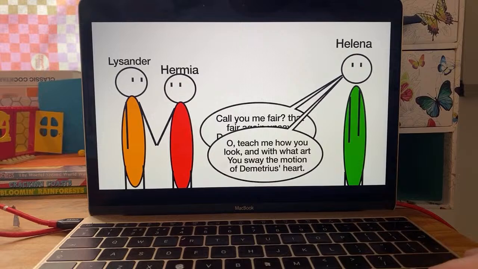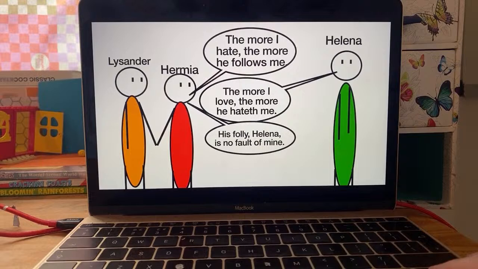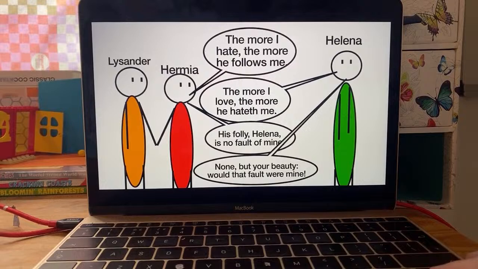So Hermia, you're the one that's fair, that means beautiful in these times. Teach me how to be so fair so that Demetrius can love me as much as he loves you. And Hermia's advice is, "The more I hate, the more he follows me." Helena says, "The more I love, the more he hateth me." At which point Hermia says, fair enough. "His folly, Helena, is no fault of mine." Like, if he's been foolish, then it's not really my fault. And then Helena very cleverly says, "None but your beauty. Would that fault were mine." So, well, it's no one's fault but your beauty's fault. And I wish I had that fault so Demetrius would love me.